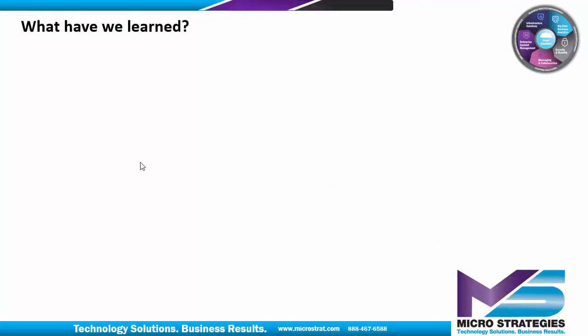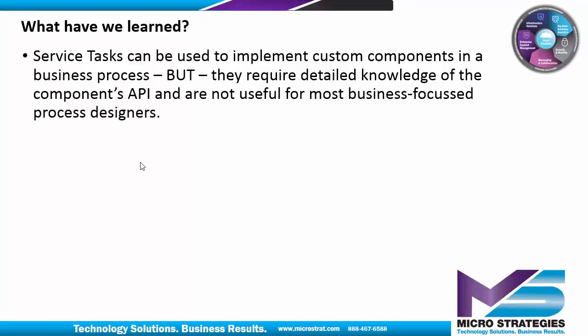So let's recap on what we have learned so far. We've learned that service tasks can be used to implement custom components in a business process, but they require a very detailed knowledge on the components themselves. You have to know what the API is, you have to know what the Java classes are used in the background, and what their detailed properties are. This is not something that a regular business user can do.